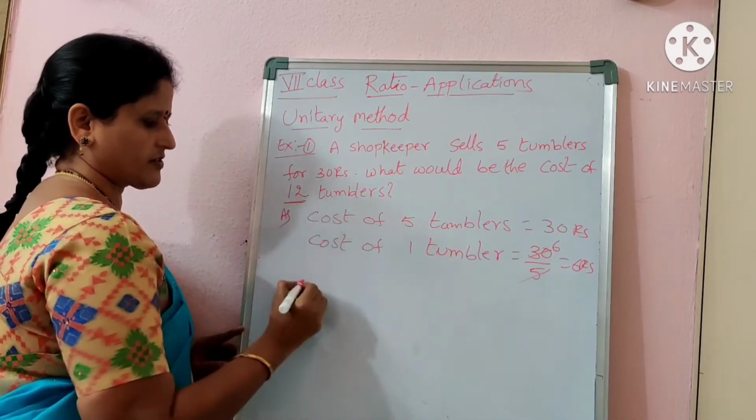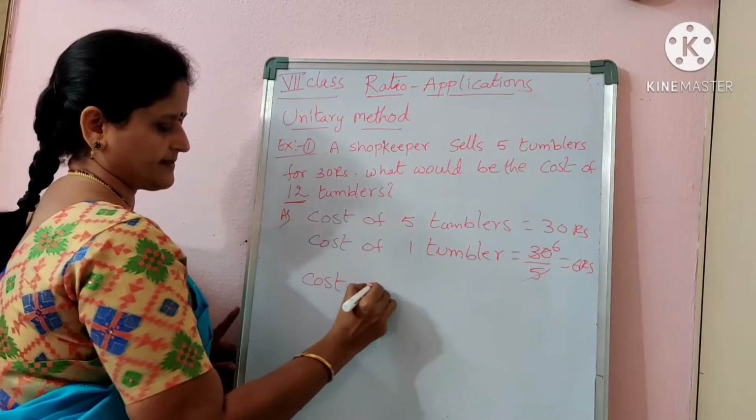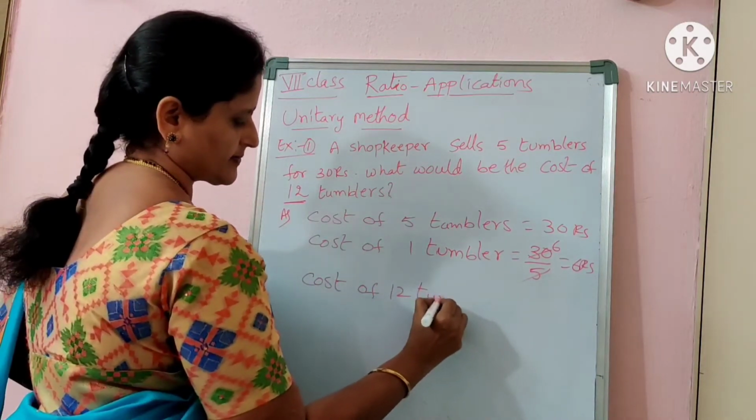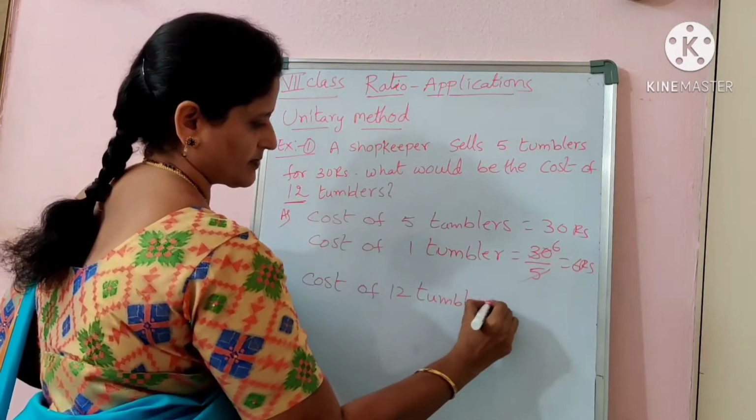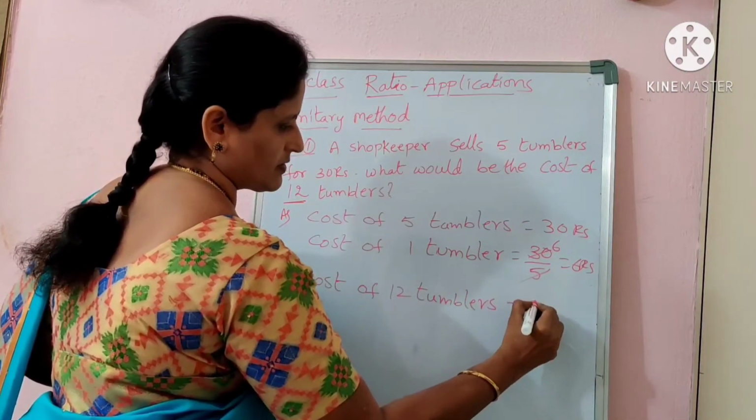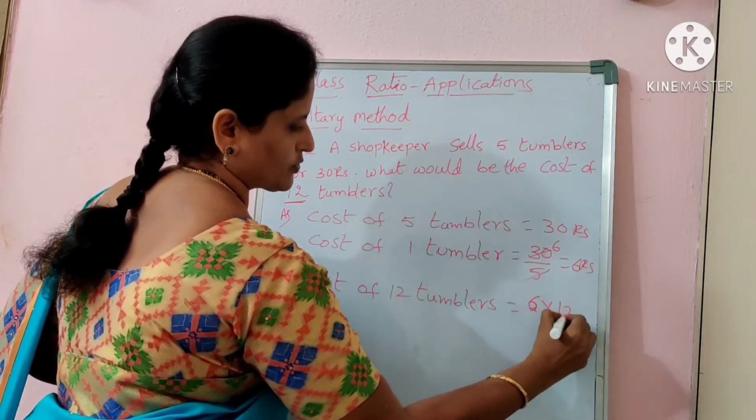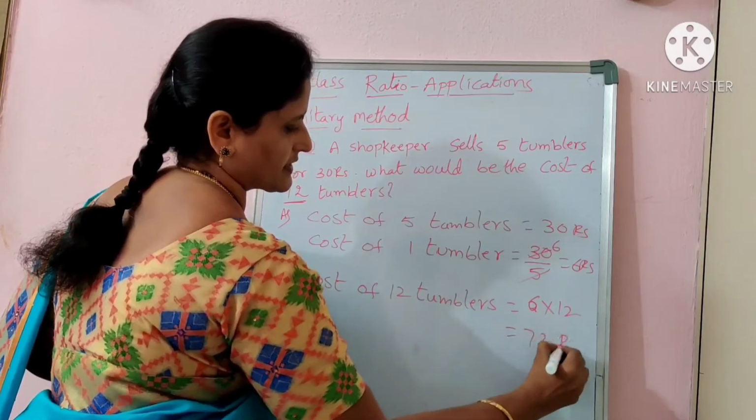Cost of 12 tumblers is equal to 6 into 12, 72 rupees.